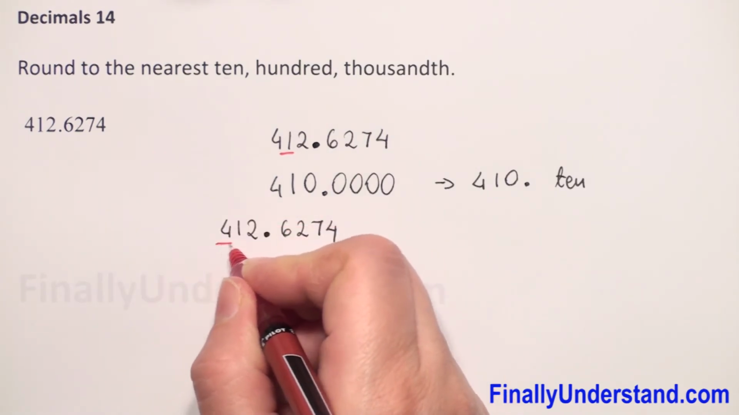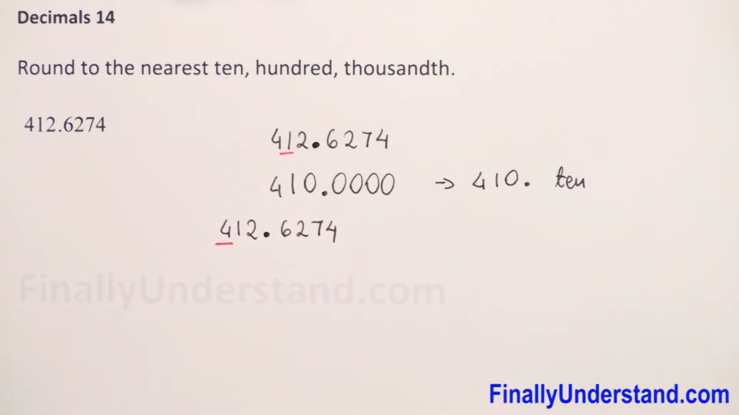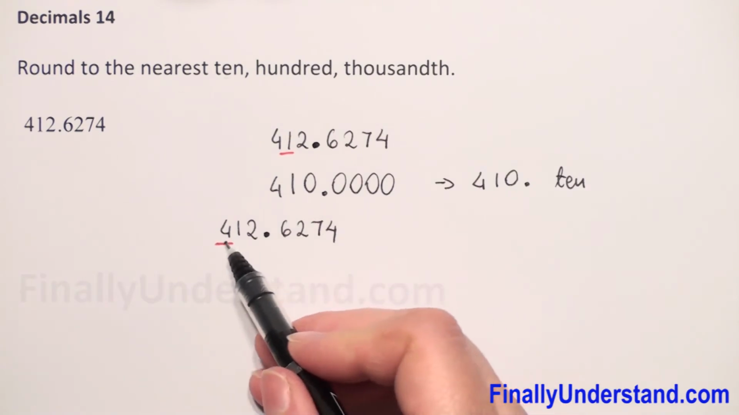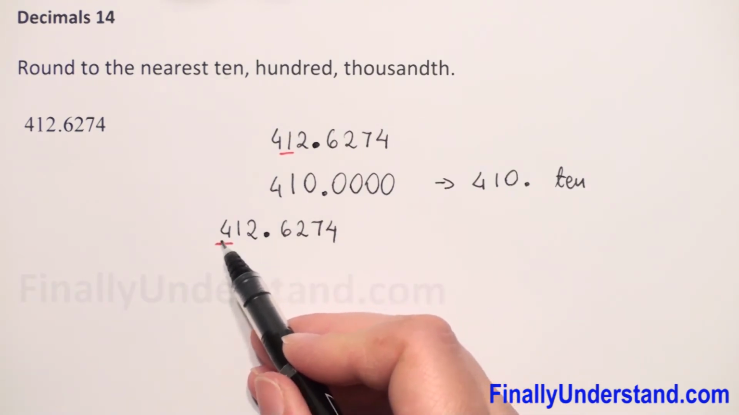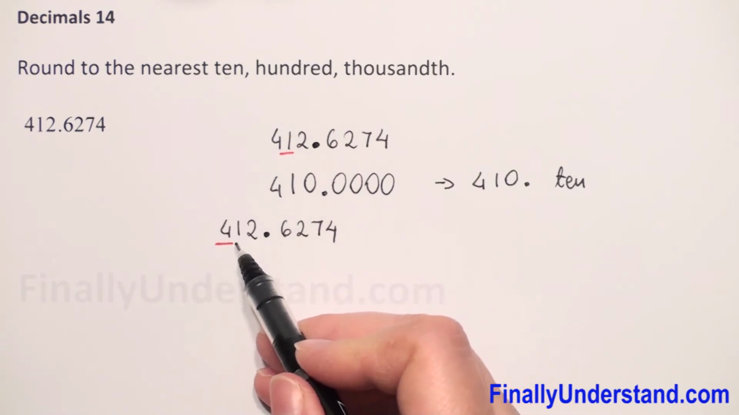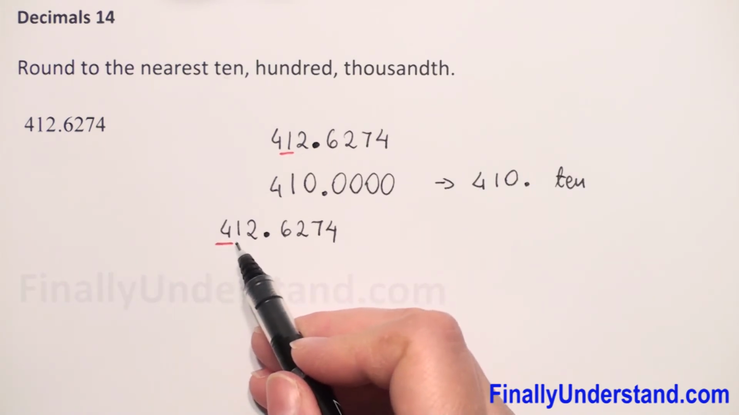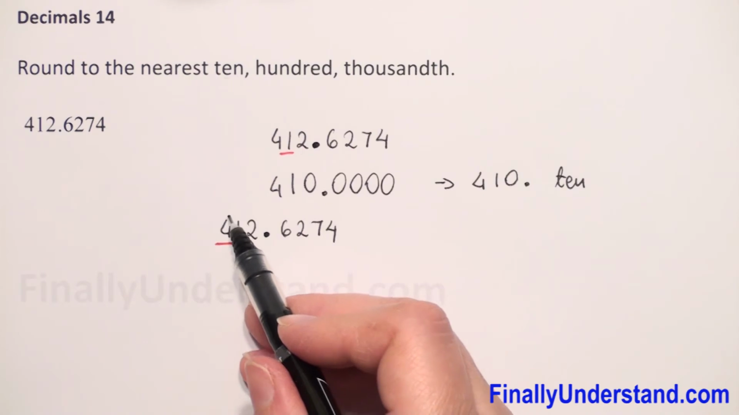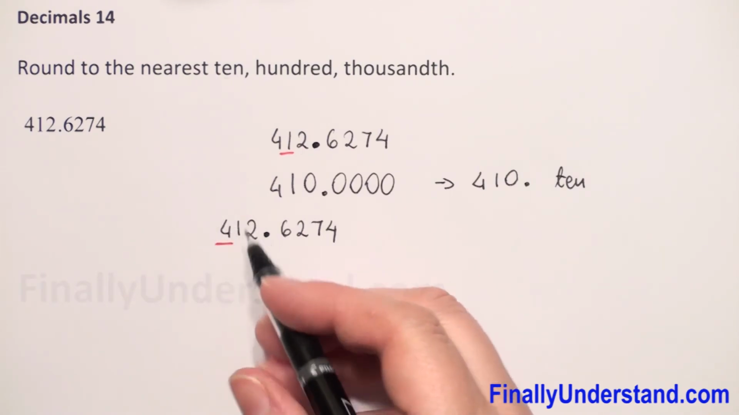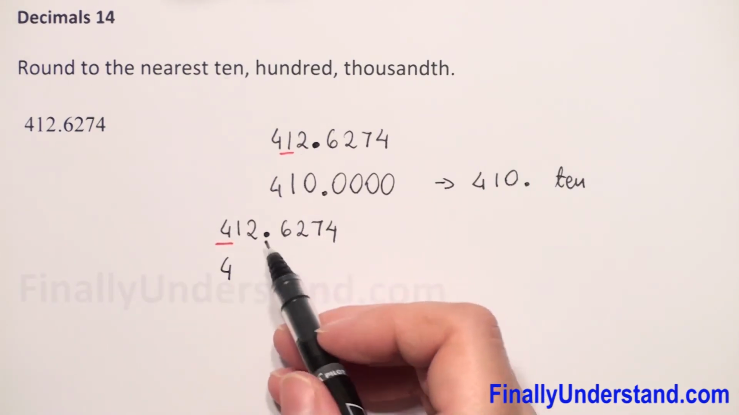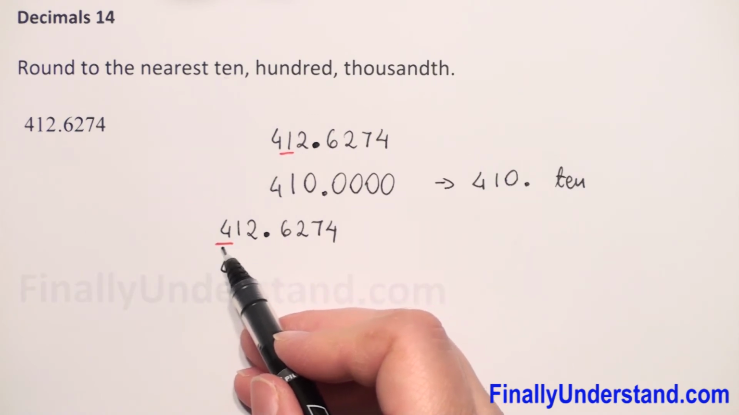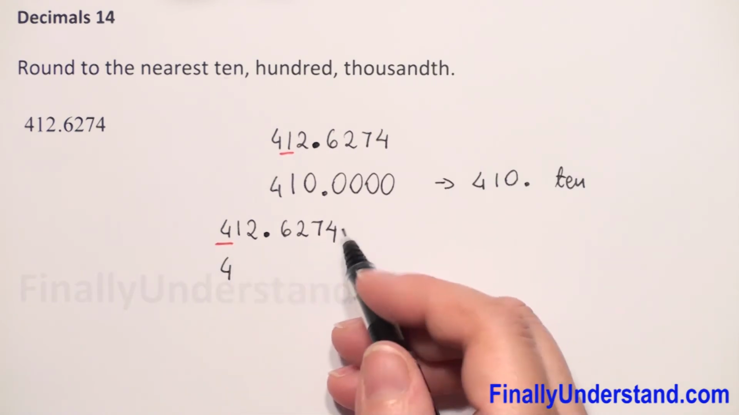So we underline 4, and next step, what do we have to do? We have to check what we have after 4. Our digit after the underlined digit is 1. When we have less than 5 after the underlined digit, what do we have to do? We don't have to do anything with our underlined digit. We just copy 4, and everything after our underlined digit we need to change to zeros.